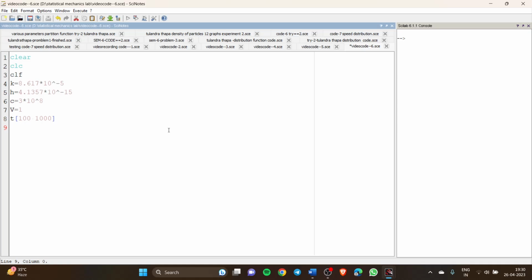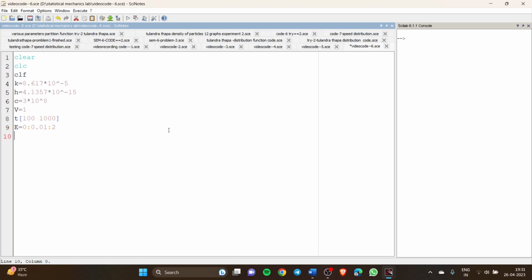Now we can calculate their length, and we have to take something on the x-axis. So on the x-axis we have E, energy ranging from 0 to 2 in steps of 0.01. Simple as that. You can use a conditional statement, but I will show you for simple things. So E is equal to 0 to 0.01 to 2. I will show you for one once, and you can do it for the rest by yourself.